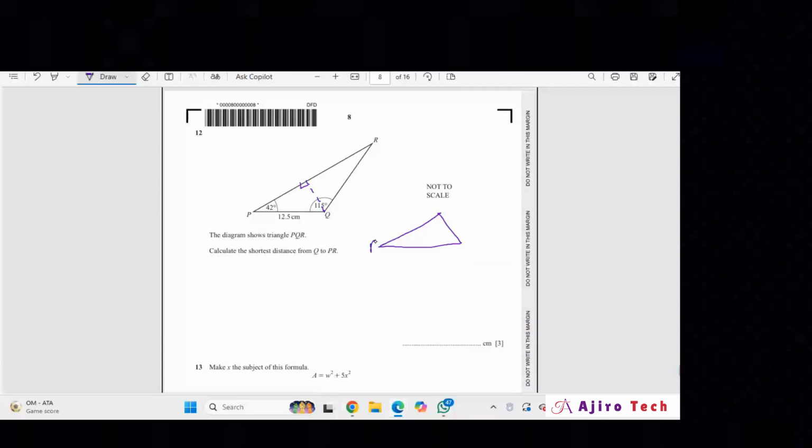Remember, here is P. Here is Q. Let me call this place PQRS. Let me put S here. So this is the angle 90 that is here. When you have this angle 90 here, this becomes the hypotenuse. This is 12.5 cm. Then this angle is given here, which is 42. Here is going to be the opposite. Here is going to be the hypotenuse. So the shortest distance from Q to PR is here. So we use opposite over hypotenuse using SOHCAHTOA.